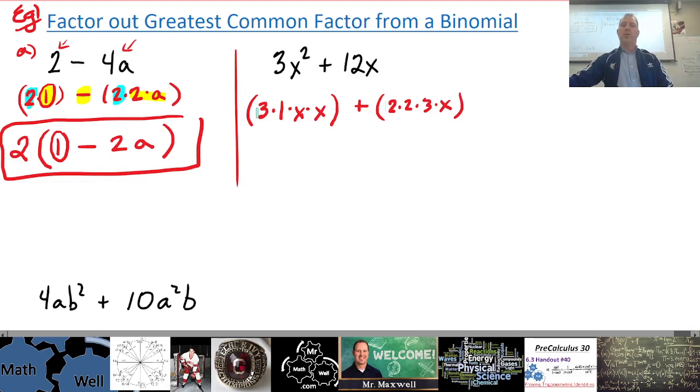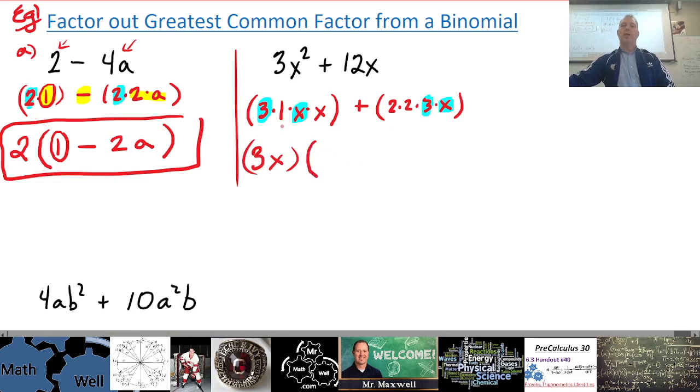So what's common to both? I see a 3 in both lists. You guys see that? I also see an x in both groups. Is there anything else that is common to both? No. So I pull out a 3x. 3x is one factor, and you can put brackets around that if you want.